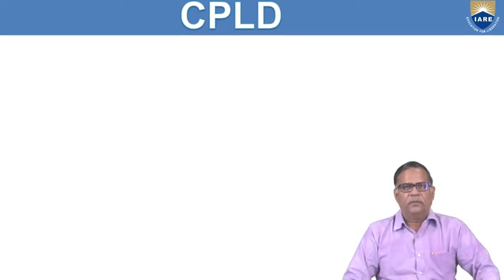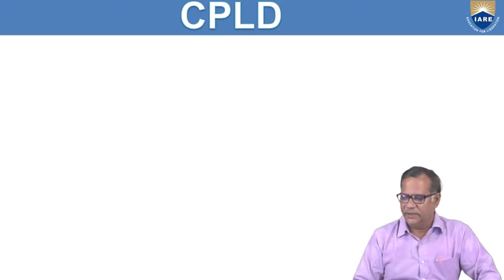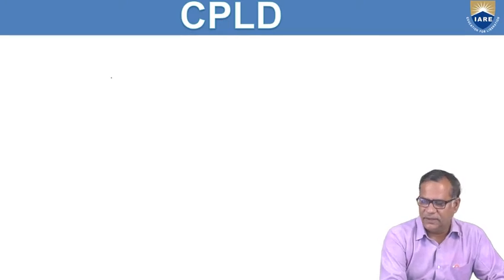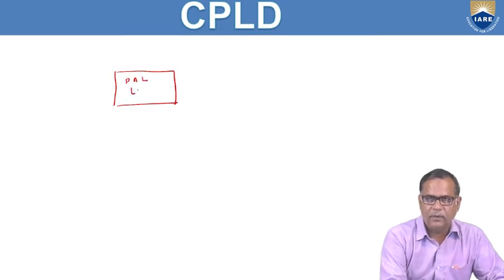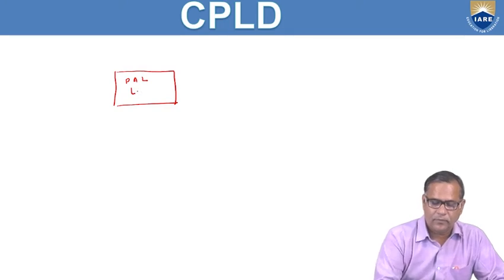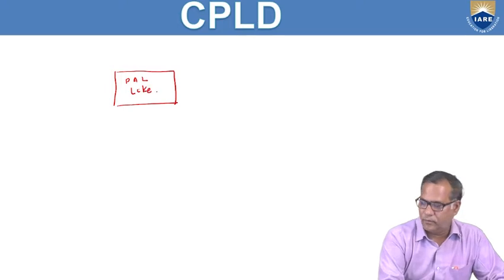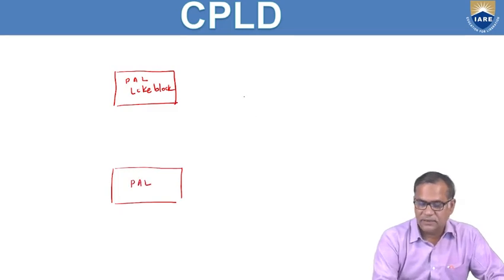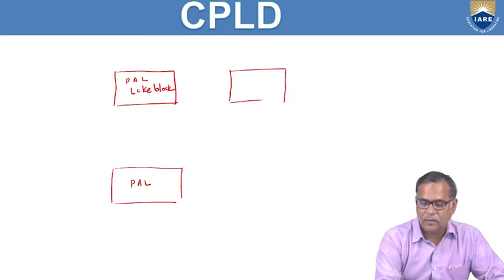Now I'll give you the generic architecture of the CPLD. Just now we discussed that the CPLD contains PAL-like blocks or PLDs. What is a PAL? A PAL has a programmable AND plane and a fixed OR plane. So this is the generic structure of a CPLD. This is a PAL-like block, and this is also another PAL-like block. I'll simply write PAL, and this is another PAL, and this is another PAL.